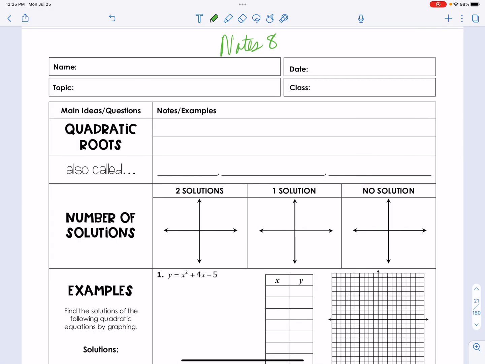So we're going to continue on with quadratics and talking about some important pieces of them. There's an important part of a quadratic that you do a lot with in math, and that's called the roots. And the roots are the points at which the parabola hits the x-axis.